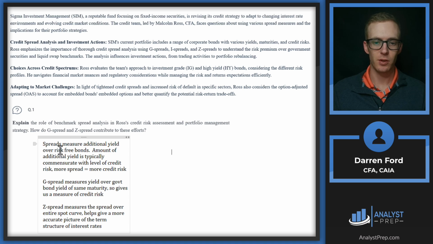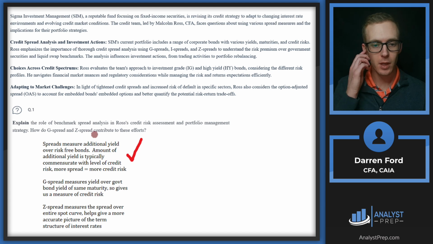Spreads measure additional yield over risk-free bonds, and then the amount of yield is typically commensurate with level of credit risk, so more spread equals more credit risk. So that's how the spread analysis plays into the credit risk assessment and portfolio management strategy. The amount of spread we're going to take on is going to tell us how much credit risk we're taking. So that would be 1 point for you there. And then we're going to get another 2 points for the G spread and Z spread.